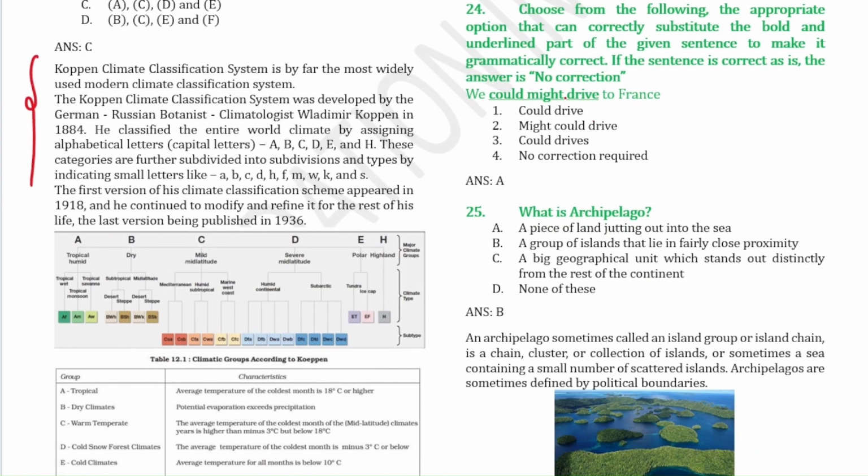Choose from the following options. We could, might, drive the fan. The correct word will be we could drive. So option number 1, that is A.